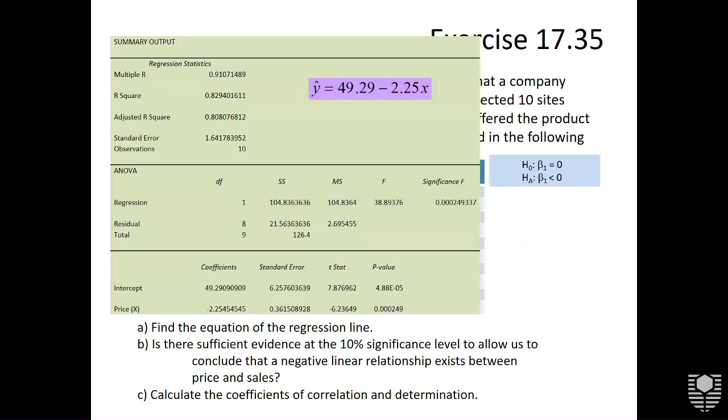Because you have Beta 1 equals 0. And the alternative is that beta 1 is less than 0, negative association. If you read the question, there is sufficient evidence to conclude that there is a negative linear relationship, so the sign we get here is negative. Okay?